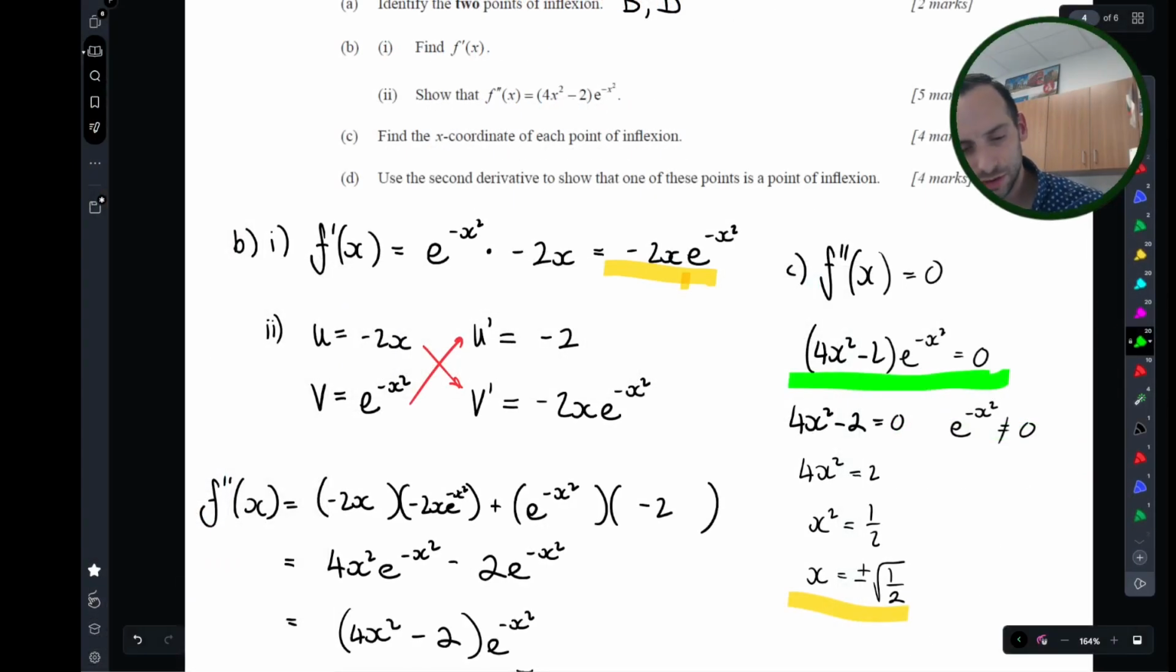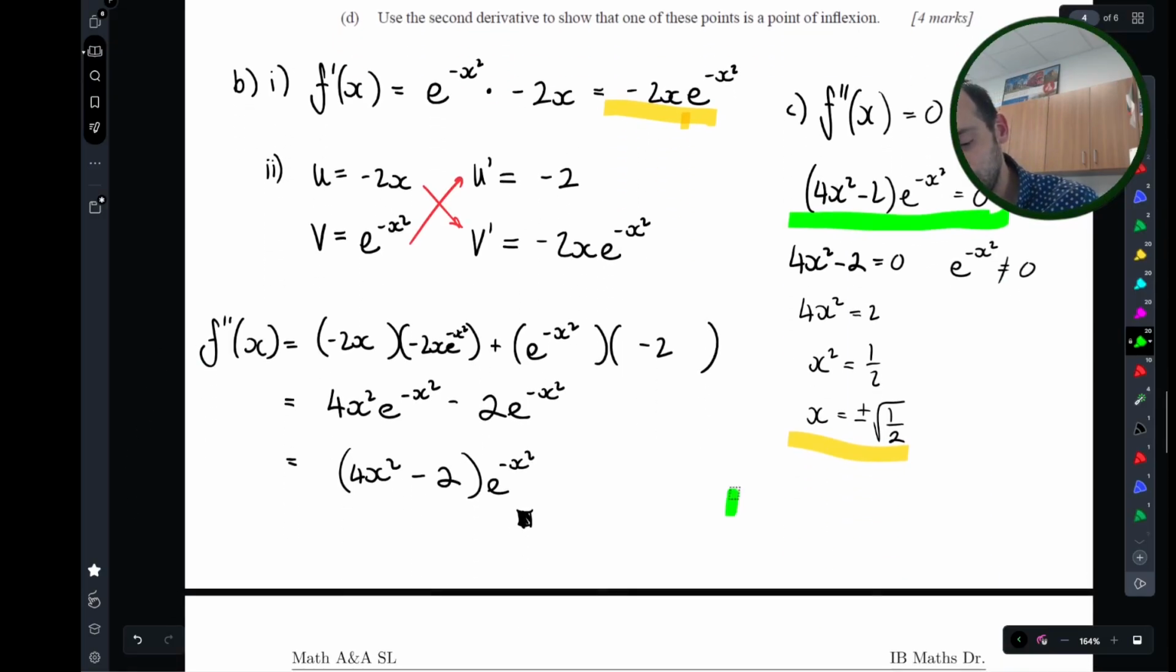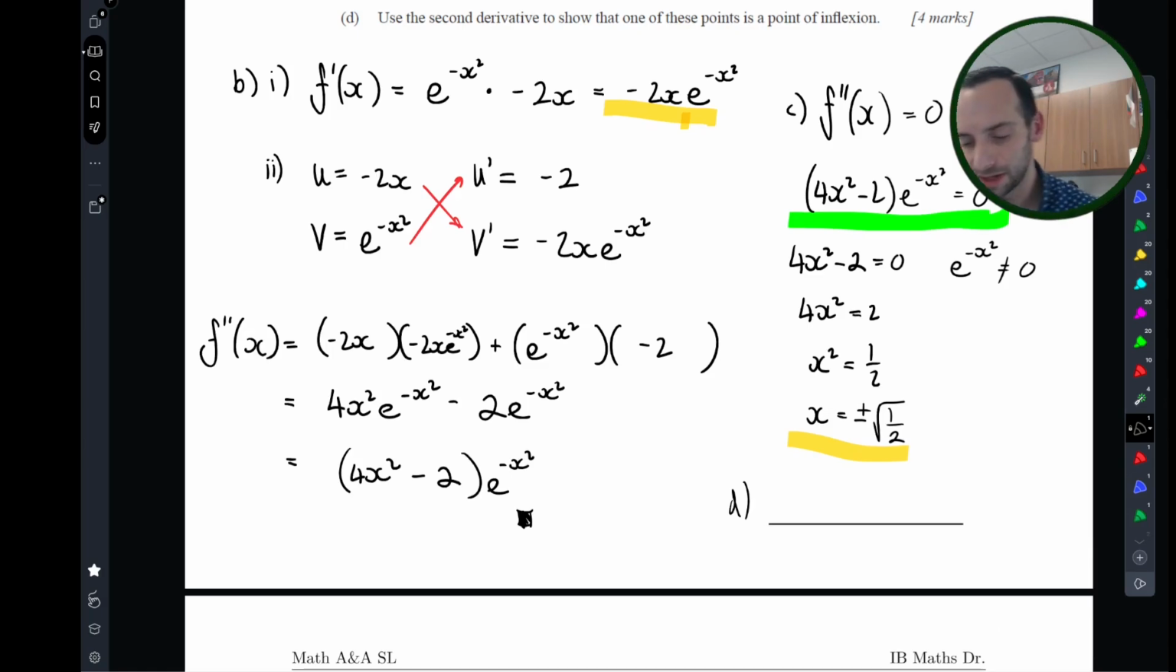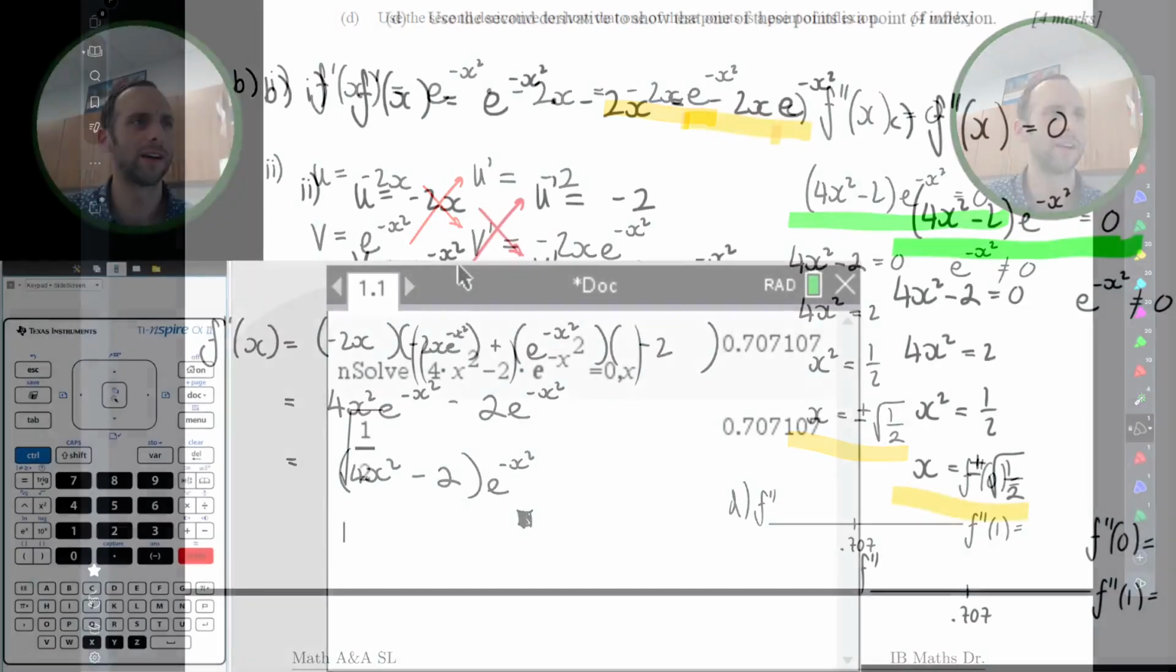Final part here is to use the second derivative to show that one of these is a point of inflection. All we need for a point of inflection is a second derivative equals 0 and a change in concavity. The easiest way to show the change in concavity is with a second derivative number line. We'll put our 0.707 on here. We'll label this f double prime, and we will calculate the second derivative of two values, one on either side. So we'll do f double prime of 0 and f double prime of 1. This is a good place for the calculator.